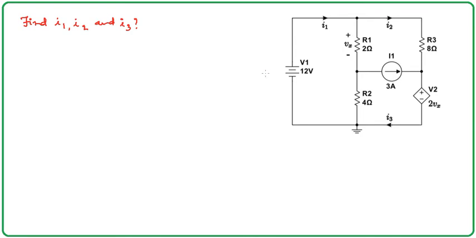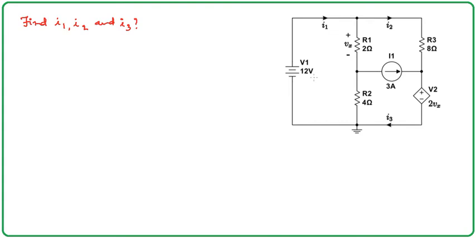Hi friends, this is the sixth problem of solving based on different network analysis techniques or network reduction techniques. Here we need to find currents I1, I2 and I3. This is the circuit given to us.